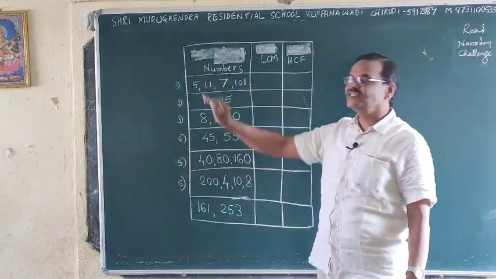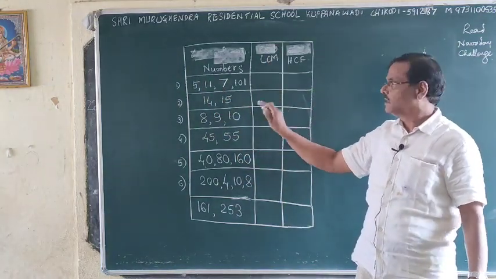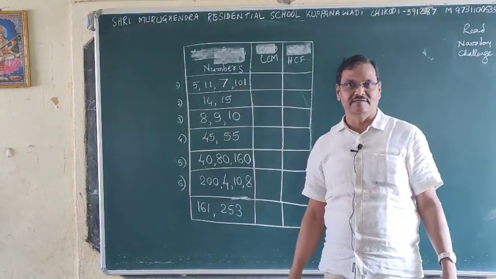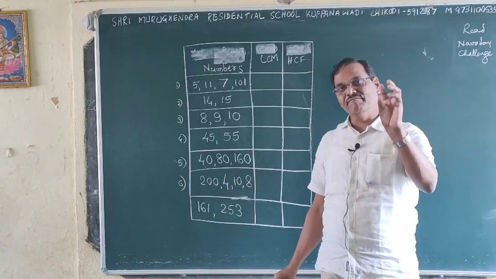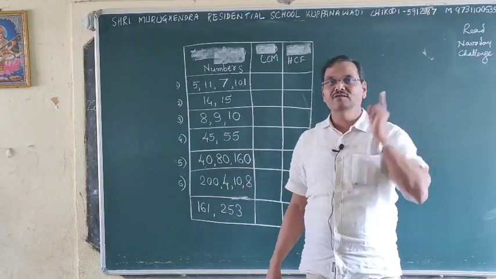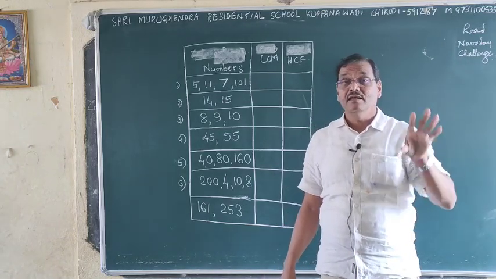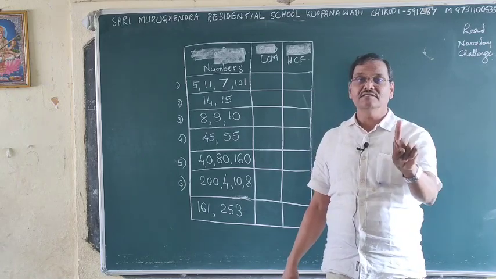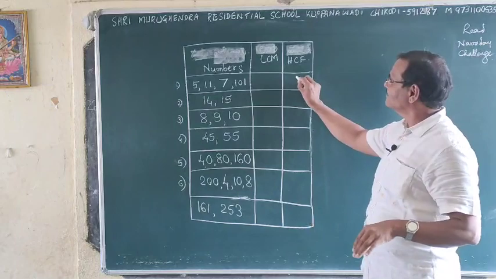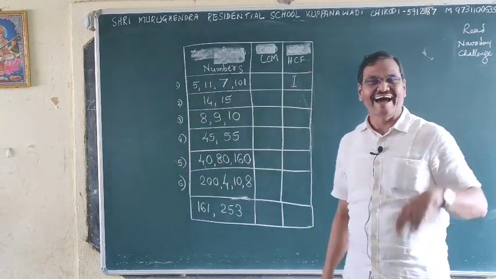See here, first sum. First we have to find LCM. First sum: 5, 11, 7, 101. See, these are all prime numbers, which we can understand easily. So, what does the rule tell you for LCM? The product of prime numbers is the LCM and 1 is the HCF. One is the safer side. HCF of prime numbers is 1.